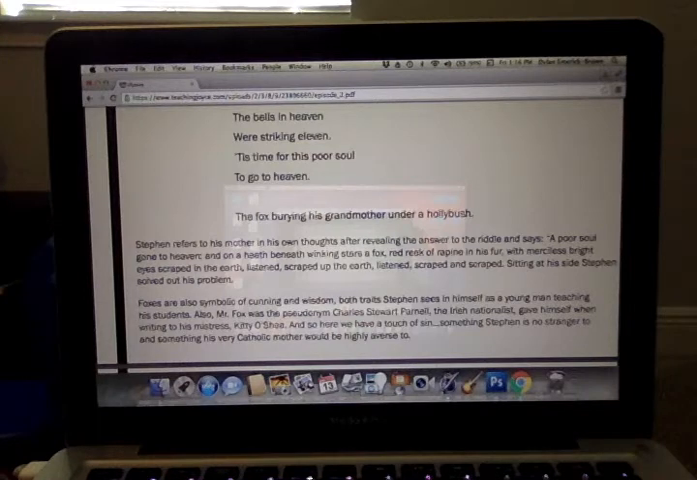Now, foxes are also symbolic of cunning and wisdom, both traits Stephen sees in himself as a young man teaching his students. Also, Mr. Fox was the pseudonym of Charles Stewart Parnell, the Irish nationalist, and it's the one he gave himself when writing to his mistress, Kitty O'Shea. And so here we have a touch of sin, something Stephen is no stranger to, and something his very Catholic mother would be highly adverse to.